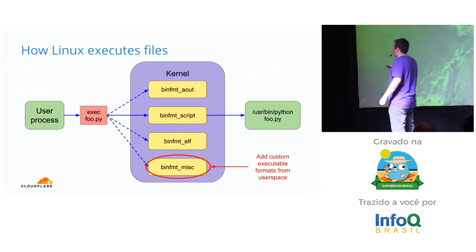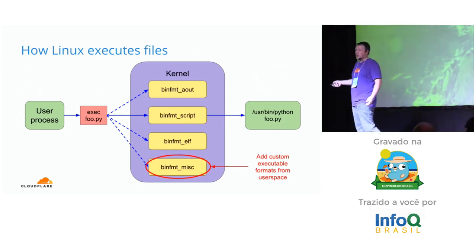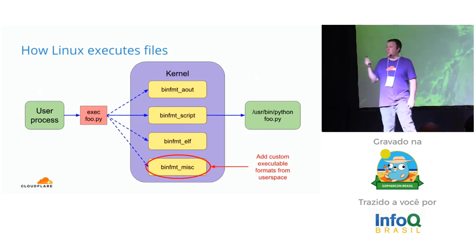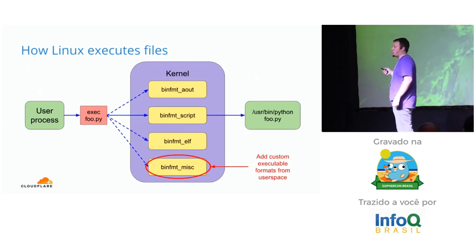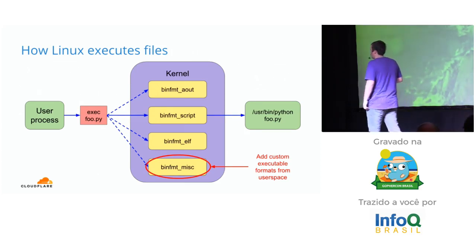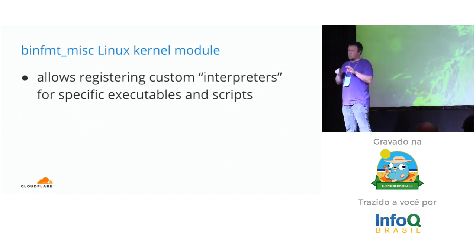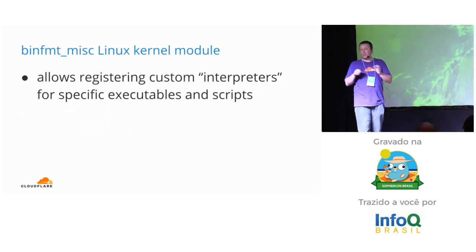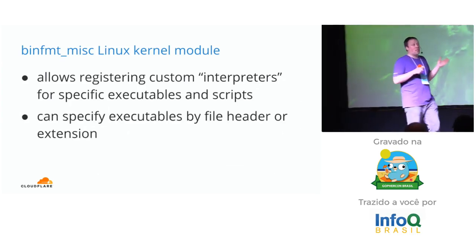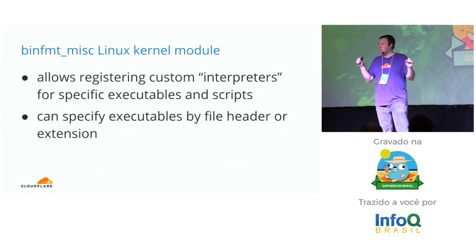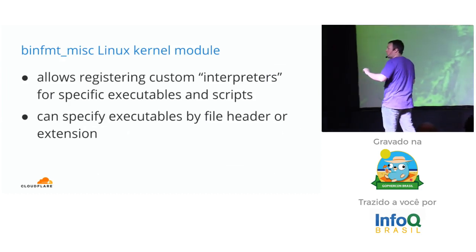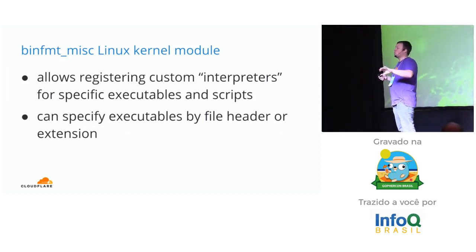I became interested in this parser, what it can do, and it turns out the binfmt_misc executable parser can be configured from user space by the administrator to add custom executable formats. So binfmt_misc allows registering custom interpreters for specific executables and scripts. And you can specify these executables either by file header or by an extension. So it's very similar to functionality in Windows where you can register a program for a specific extension to be called when you click on a file with that extension.